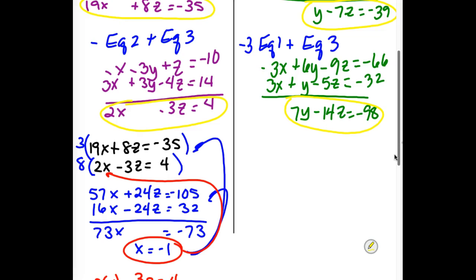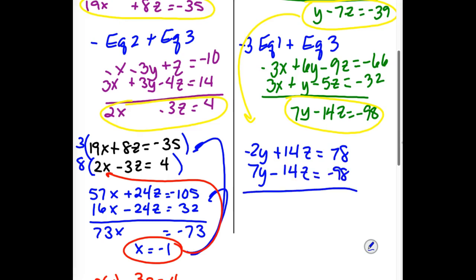Do you want to get rid of y's or z's? Y's we have to multiply by a negative 7 to the top one. Z's we would have to multiply by a negative 2. What's easier? Negative 2? All right, let's get rid of the z's. I'm going to take this top equation here and multiply it by negative 2. We get negative 2y plus 14z equals a positive 78. Combining, we end up with 5y equaling negative 20. So y was going to be negative 4.